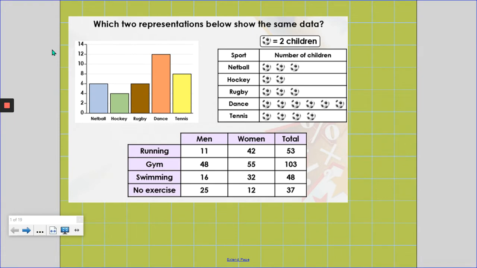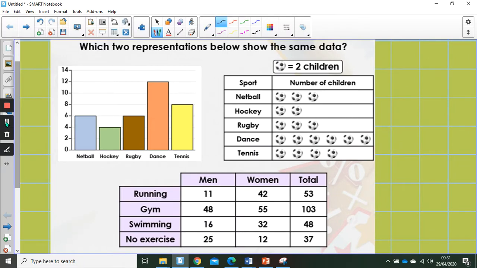So first of all, we've got this one, which you'll recognise as a bar graph, a pictogram, and now we've got our table. Tally charts are tables as well. This one, rather than having tallies, compares different things. So the first question we're asked is, which two representations below show the same data?